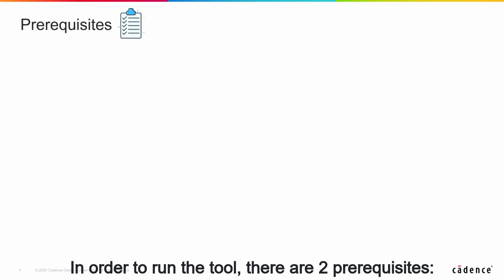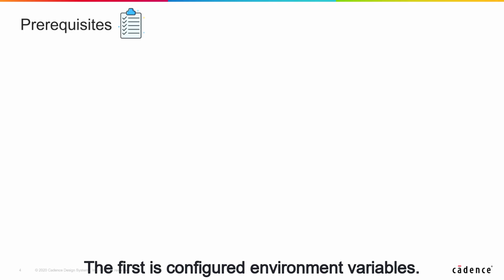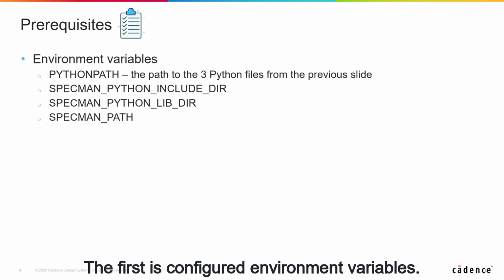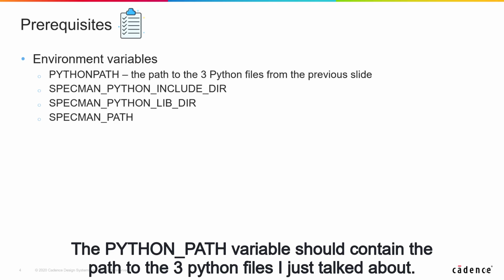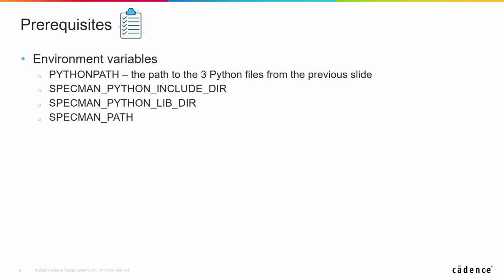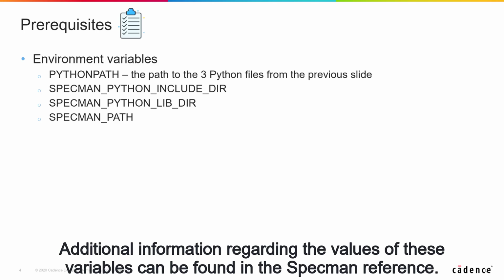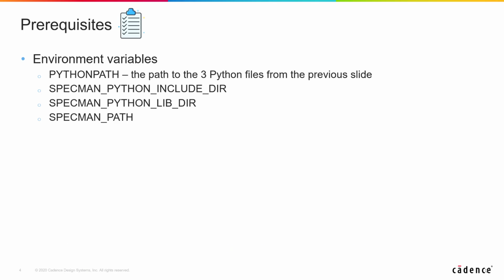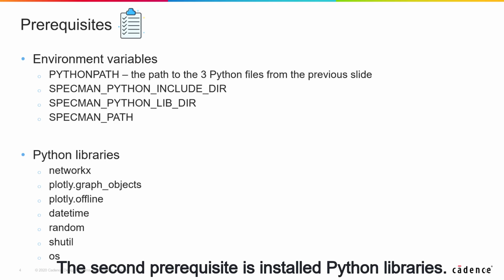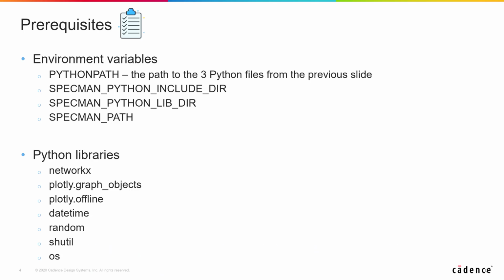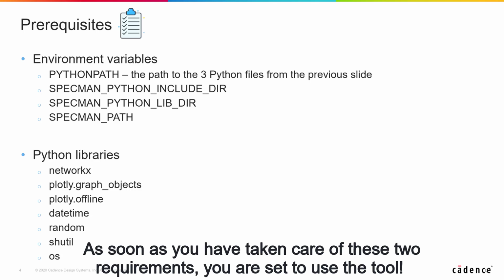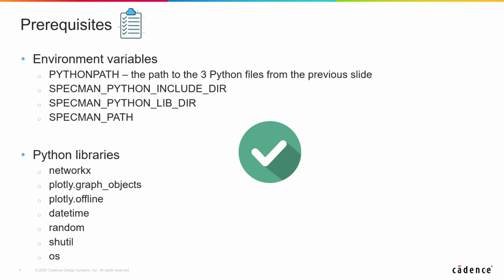In order to run the tool, there are 2 prerequisites. The first is configured environment variables. These are in order to enable Specman to run Python files in general. The Python path variable should contain the path to the 3 Python files I just talked about. Additional information regarding the values of these variables can be found in the Specman reference. The second prerequisite is installed Python libraries. You may run this tool using any Python version, provided you have the following libraries installed. As soon as you have taken care of these 2 requirements, you are set to use the tool.